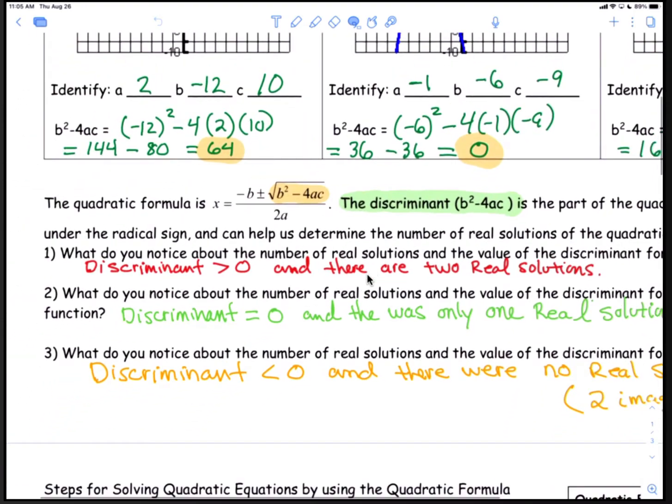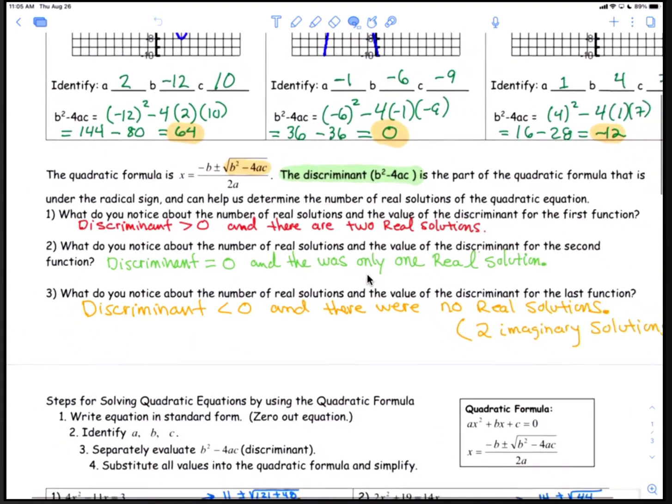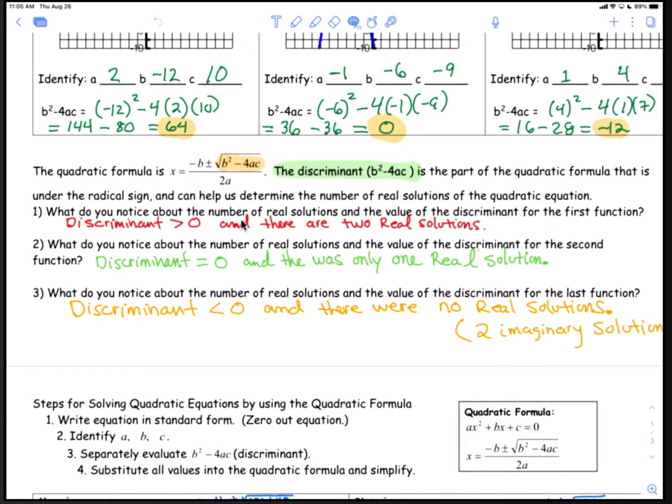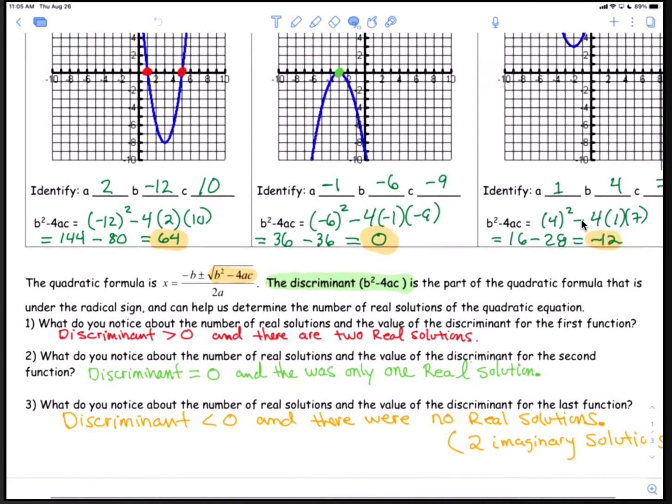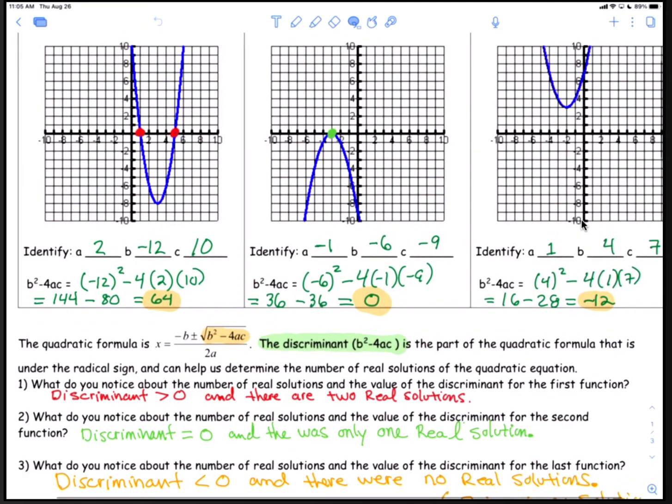So let's look at these questions. Question 1. What do you notice about the number of real solutions and the value of the discriminant for the first function? Okay, so let me scroll down here. And when we look at this first function, we see that the function is crossing the x-axis at 2 places. That means we have 2 real solutions. And what was the discriminant? The value of the discriminant was positive 64. The conclusion is that when the discriminant is positive or greater than 0, then there's going to be 2 real solutions. And the 2 real solutions are the 2 points where it crosses the x-axis.